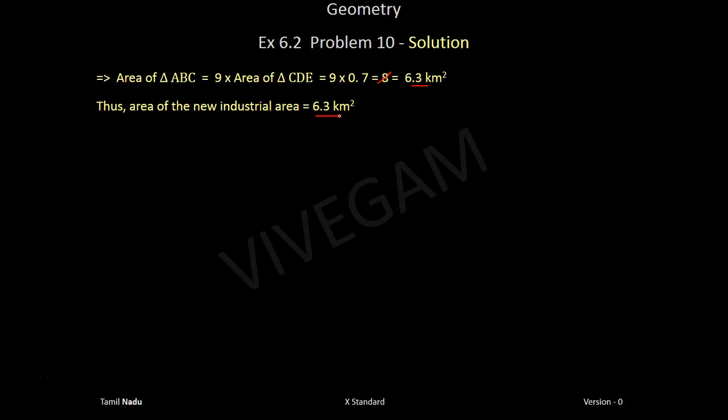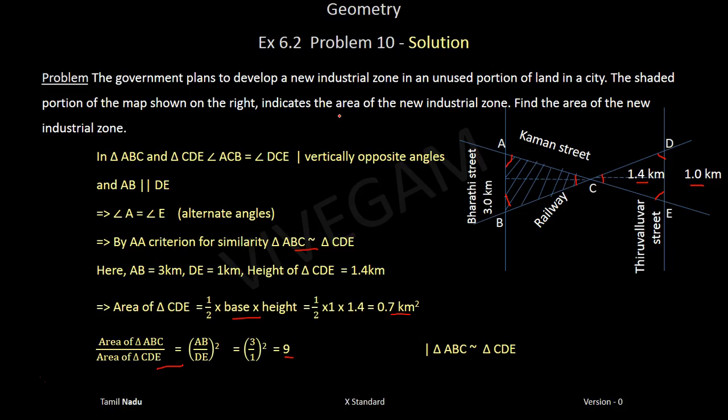Okay, you got it? So I hope I made it clear. So let me just recap. First step is you need to show these two triangles are similar, then find the area of this triangle, then using the similarity triangle properties, area of this triangle divided by this triangle will be the square of the ratio of the corresponding sides, that is 3 divided by 1. These are the corresponding sides, right? So 3 divided by 1 the whole square. From that equation you can calculate area of the new industrial zone, that is triangle ABC.